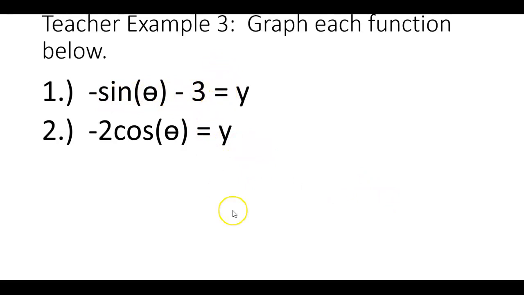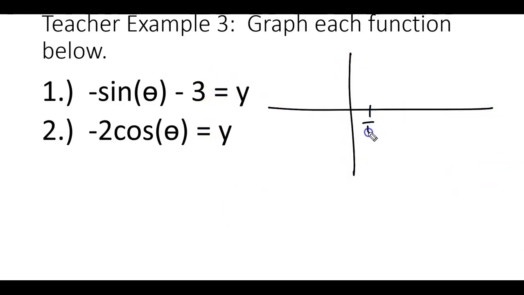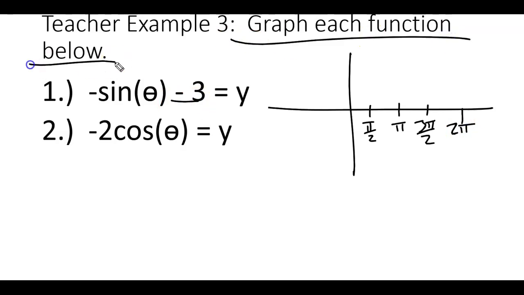So let's do number 1 here. Pi over 2, pi, 3 pi over 2, 2 pi. Let's start by graphing our midline. All we're going to do is graph this time. We're not going to identify all the parts. We're just going to jump right into it. So let's graph the midline. The midline is 3.